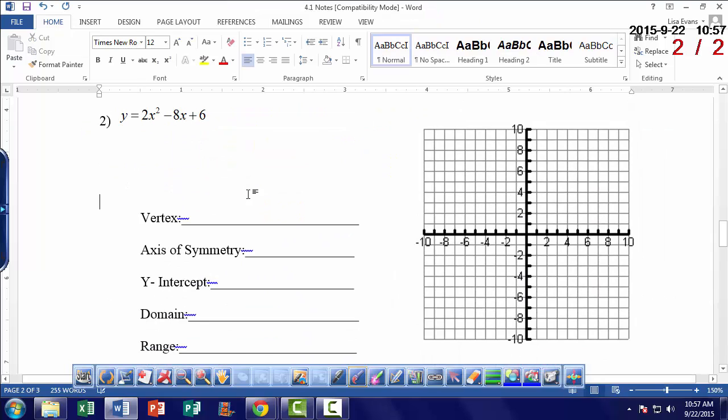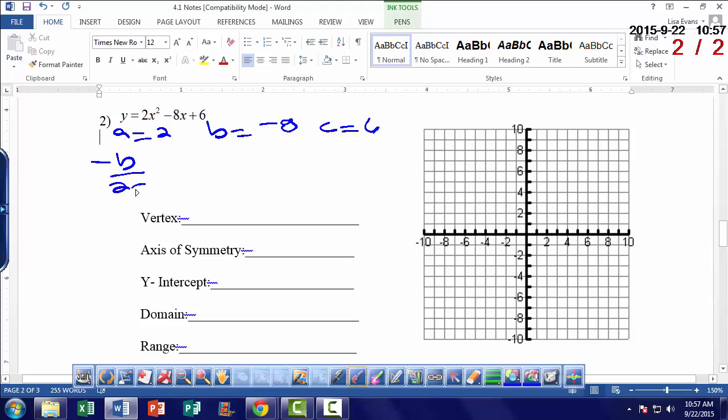Okay, same steps. Step 1, identify our A, B, and C. A is 2, B is -8, and C is 6. I'm going to do -b over 2a, so I'm going to plug in +8 because we have the opposite of -8 over 2 times 2. So this is going to give me 8 divided by 4, which is 2.